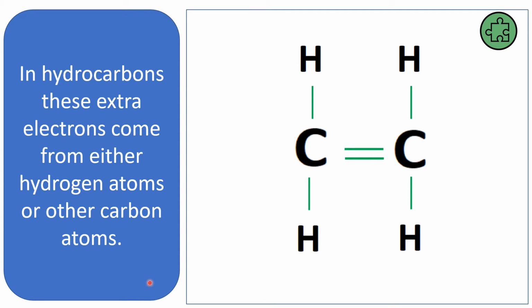This one here is slightly different. This is what's called a double bond. But if you think about each line as a bond, this carbon here has 1, 2, 3, 4 bonds, and this carbon here has 1, 2, 3, 4 bonds. So this is actually still stable. So you can have double bonds. You can actually have triple bonds as well, but we don't learn about them at GCSE.